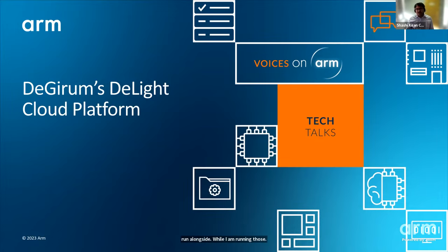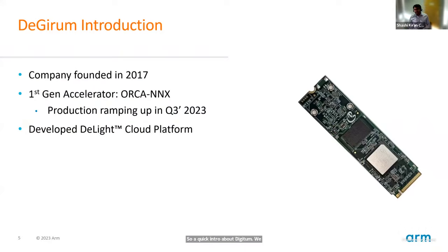So a quick intro about DeGirum. We were founded in 2017, now close to 5.5 years. We are a fabless semiconductor company that is building hardware accelerators for edge AI workloads. Our first generation accelerator is called ORCA. As you can see from the picture here, the production part just came back. We are ramping into volume production this quarter.